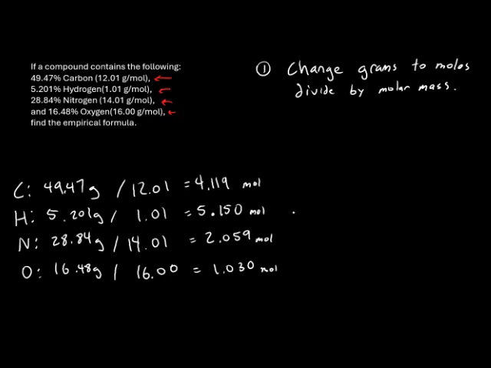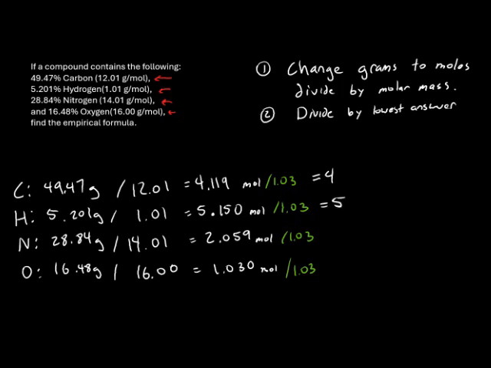Now from this set of moles, what we're going to do next is divide by the lowest answer. The lowest answer in this set is 1.03, so we'll divide all of our answers by that. If we take our 4.119 moles of carbon, divide by 1.03, we'll get an answer of almost exactly 4. If we do the same thing for hydrogen, we'll get almost exactly 5. If we do the same thing for nitrogen, we'll get almost exactly 2. And for oxygen, we'll get exactly 1.